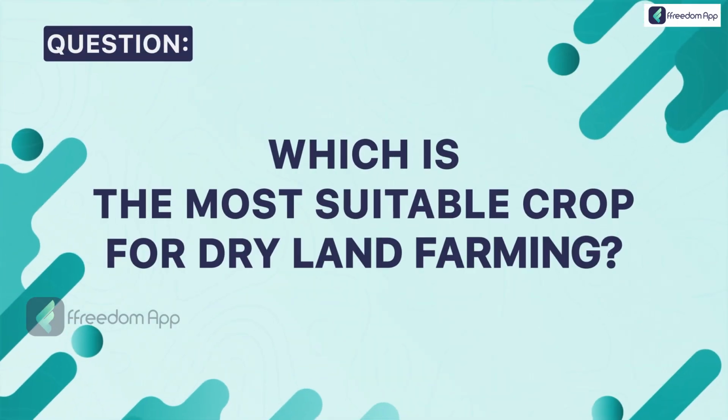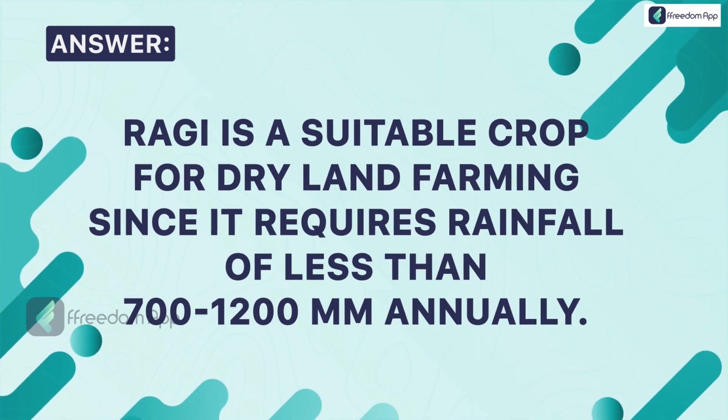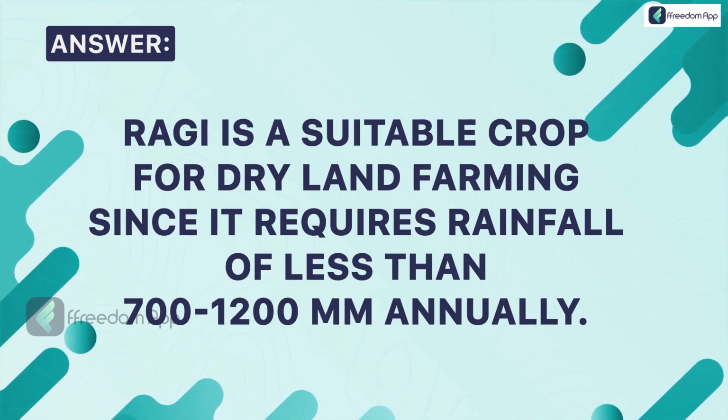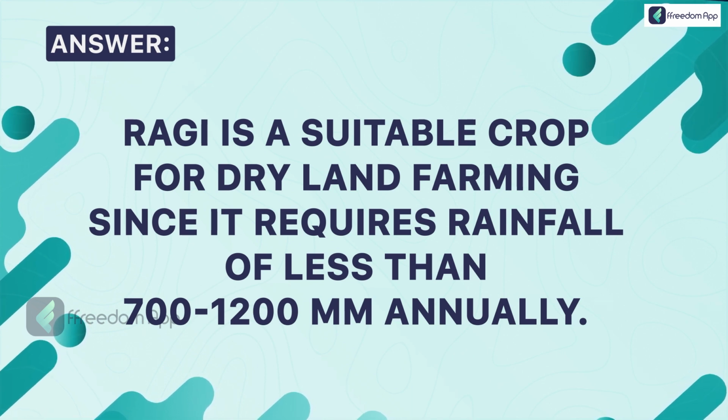Now you would ask, which is the most suitable crop for dryland farming then? Ragi is the most suitable crop for dryland farming since it requires rainfall of 700 to 1200 mm annually. Well, that is it for this video.